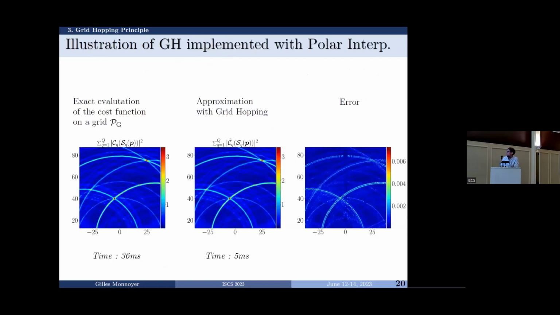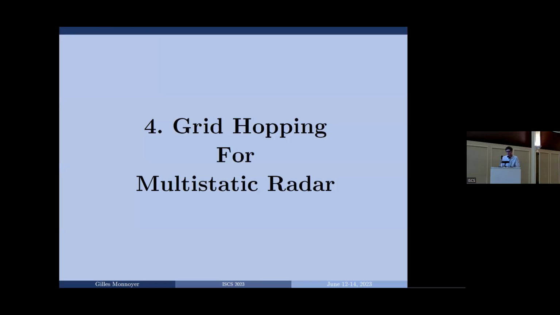And just to see how it performs. On the left, we have the exact evaluations on the grid P_G of the global correlation function. In the middle, you have the one we approximate with grid hopping, and on the right, you have the approximation error. This is performed with the polar interpolation I just talked about before. Now we can apply it specifically to multistatic radars, because there are still a few subtleties about that.